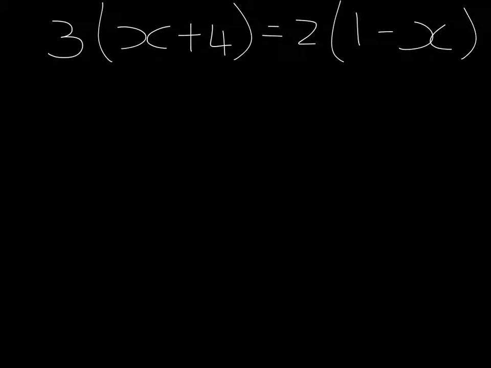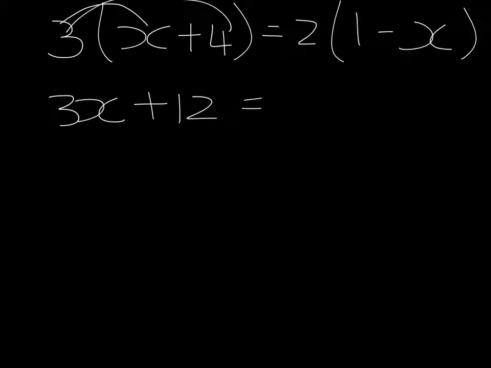So you remember how you've done this before. You went 3 times x, so you went 3x. And then you did 3 times 4, plus 12. Remember that? Equals 2 times 1 is 2, and 2 times negative x is negative 2x. Okay? Now you've got the same as you did before.